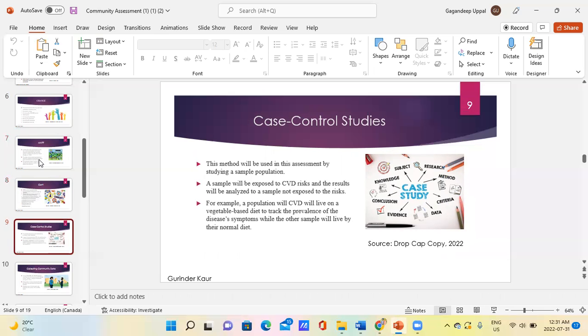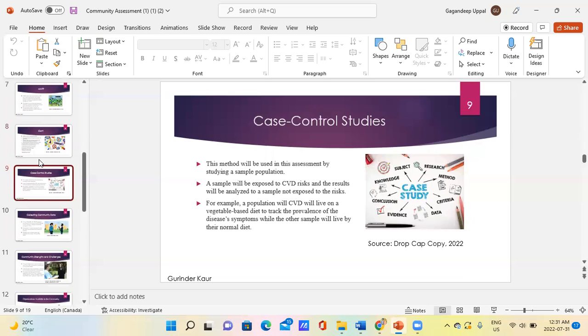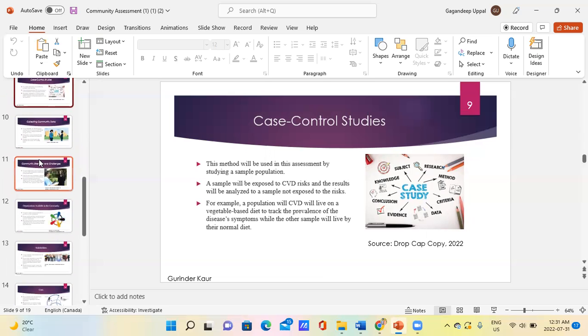Next is case control studies. In this method, we will use assessment by studying a sample population. We select a sample population, a small group of people, then we do a case control study over those people. For example, a population with CVD will live on a vegetable-based diet to track the prevalence of the disease symptoms, while the other sample will live by the normal diet. So we select a small group of people, then we do case control studies.